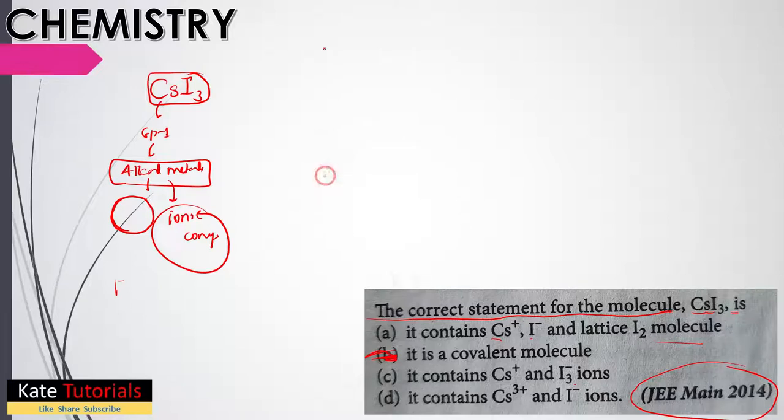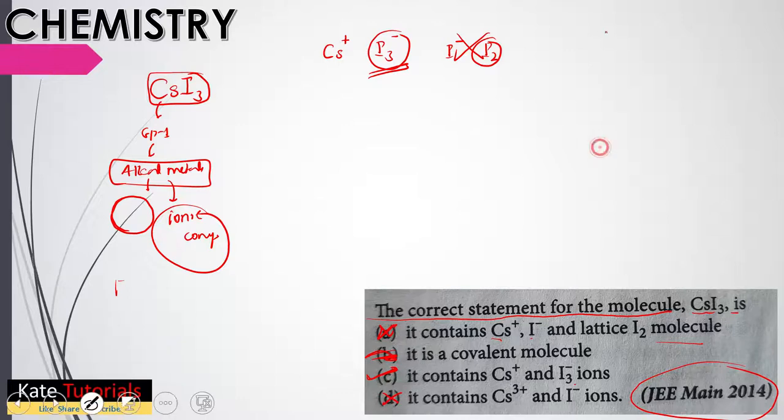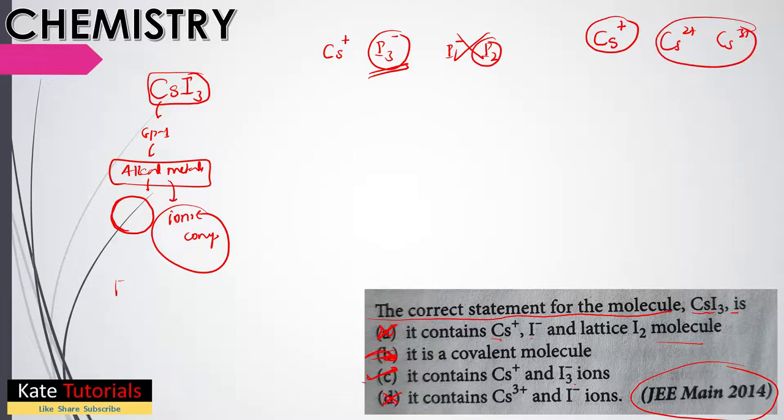And the thing is, see, this Cs+ is there, so I3- is there. So I3- can exist like this also. They have told I-, which occupies the I2 molecule lattice, right? So this is the wrong option. I3 exists like I3- only. So option A is also wrong. So option C is correct. Option D is also wrong. Why option D? Because cesium belongs to group 1, it only forms the +1 oxidation state. It can't form +2 or +3. So option D is wrong, right? So option C is the correct option.